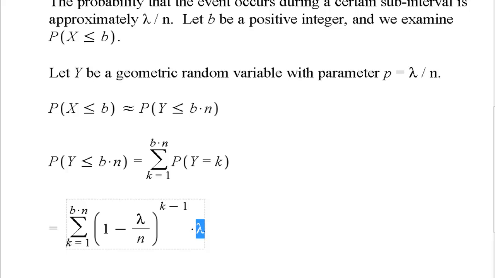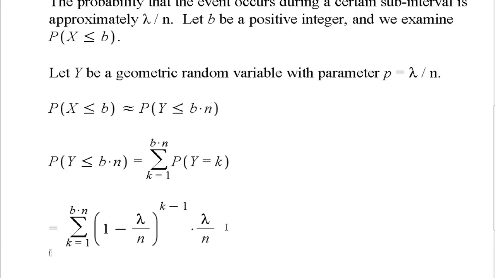Whoops, it wants to put that whole thing over a fraction. Let's highlight it and do that. Okay, so this is 1 minus p to the k minus 1 times p. That's the probability that the random variable Y is equal to k, where p is lambda over n. And then I'm going to sum that up from k equals 1 to b times n.